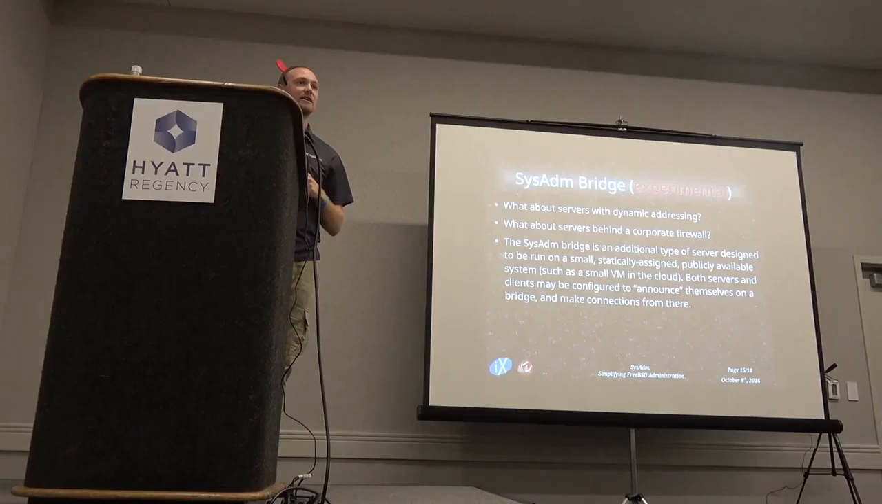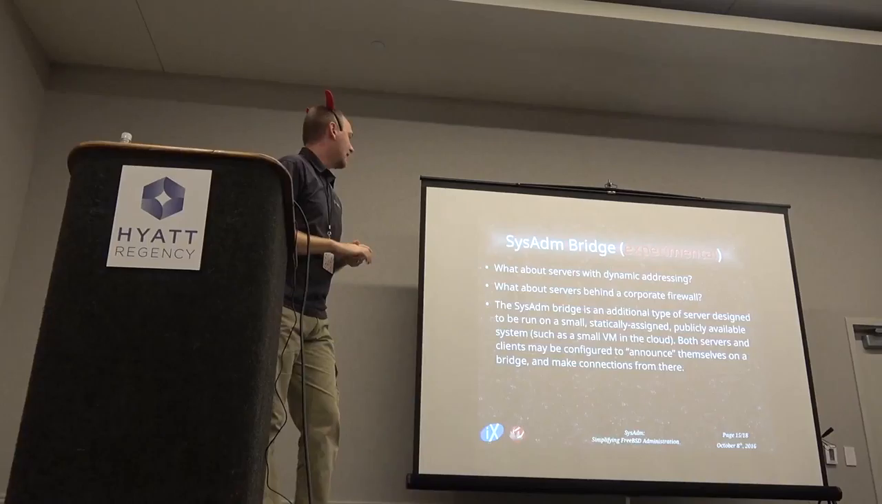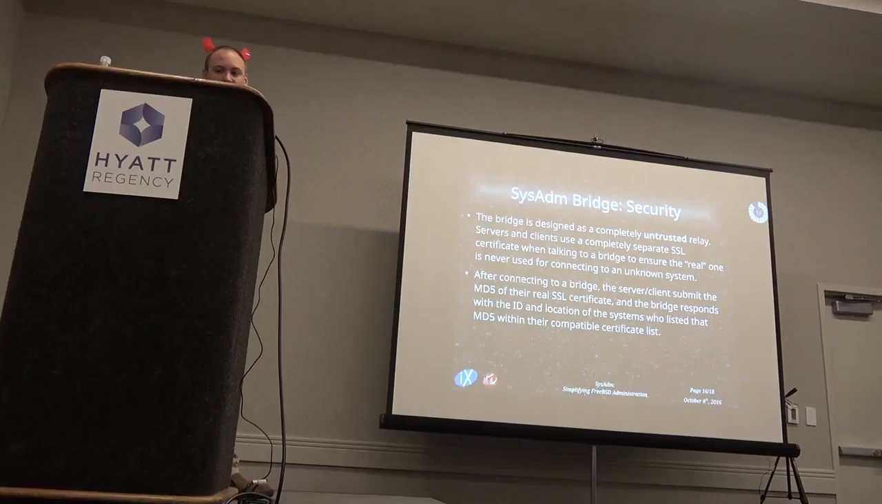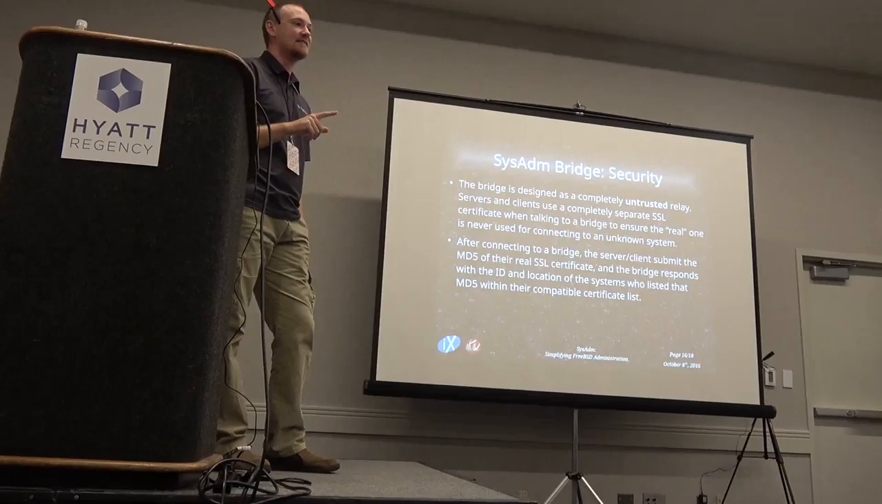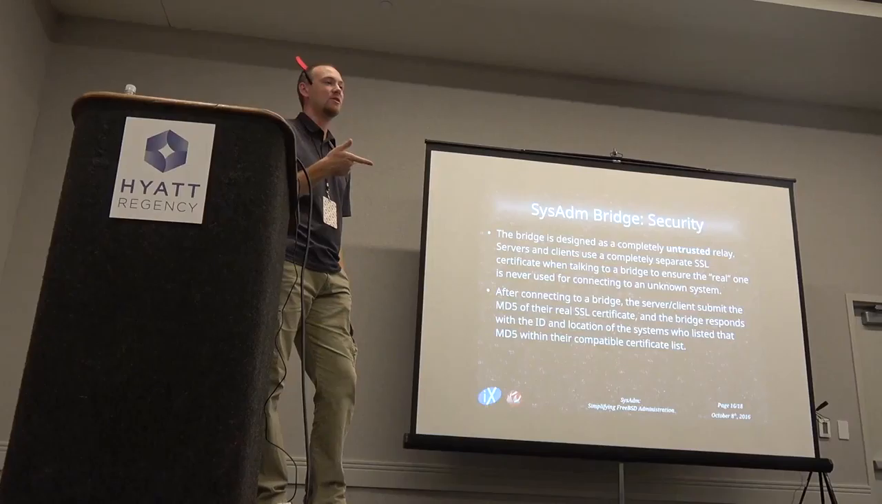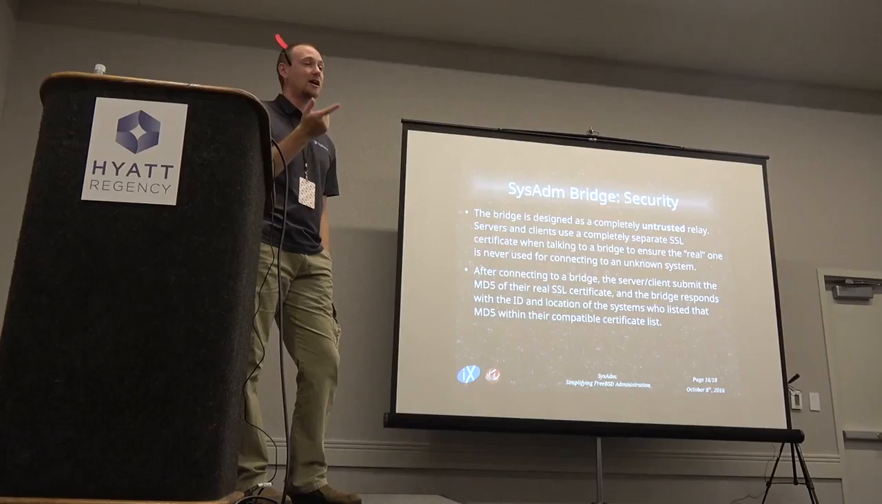So basically, if you load a bridge on a VM, like in a cloud service, or a DigitalOcean droplet, or Amazon Web Services, whatever, you load up this little bridge thing, and then you have your servers and your clients. Instead of trying to find each other directly, expecting that they're always static IPs, they instead talk to the bridge and announce themselves, saying, hey, this is my name, this is where I am. And so they can find each other. It's like an announcement server.